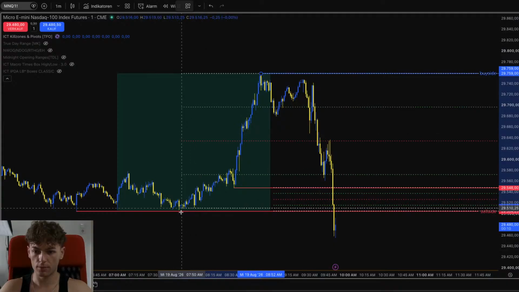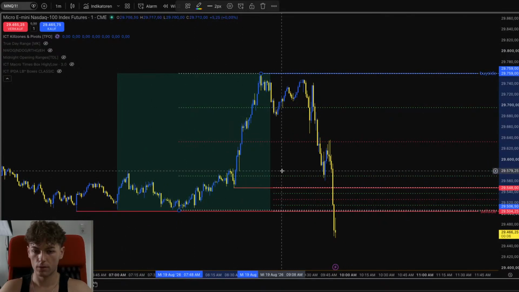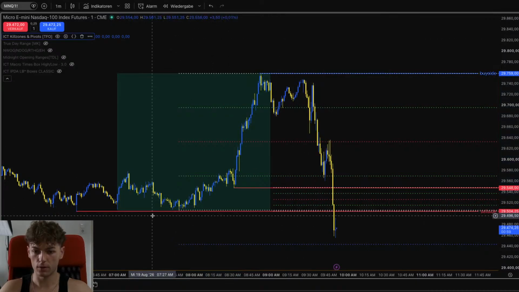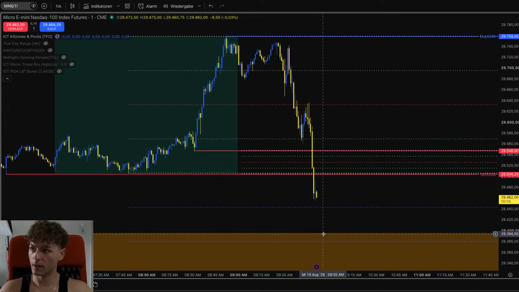Create this range. Pre-market session high to low. And use this one. Oh, that was the wrong one. This one, this one. So there's a daily inversion fair value gap that I was talking about in the beginning.